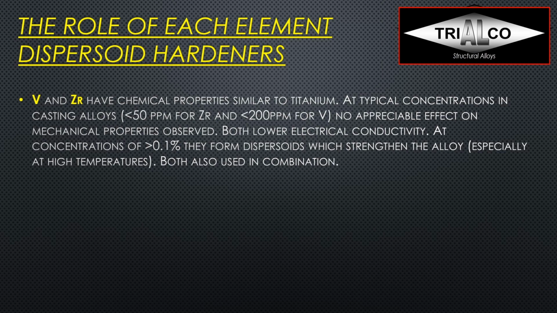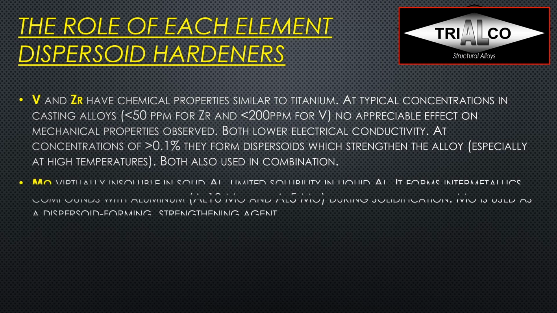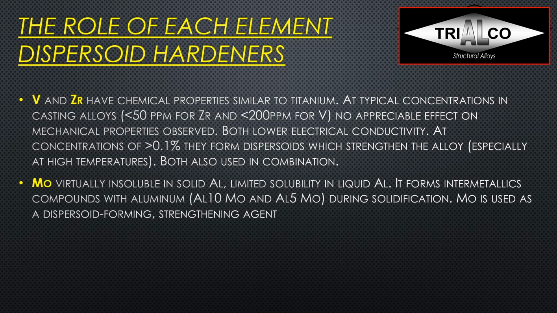And both are also used in combination and also enhanced, for example, by manganese. And then we have molybdenum, which is virtually insoluble in solid aluminum, but has very limited solubility in liquid aluminum. It forms intermetallic compounds with aluminum, the Al10Mo and Al5Mo, during the solidification. So it is again used as a dispersoid hardening, strengthening agent.